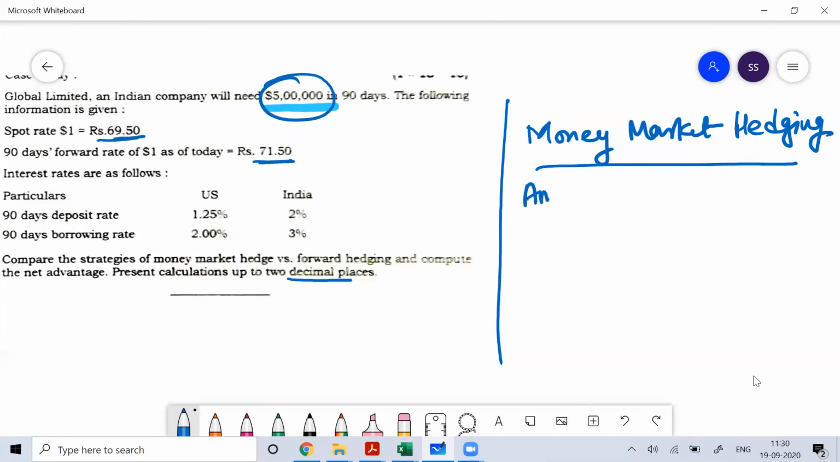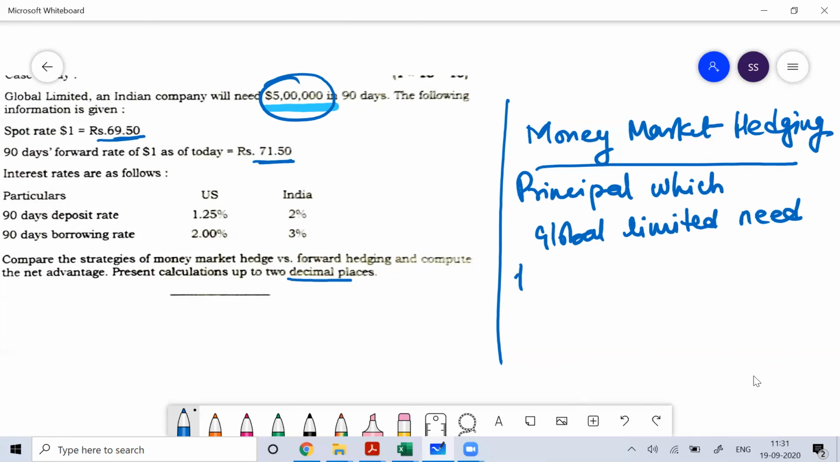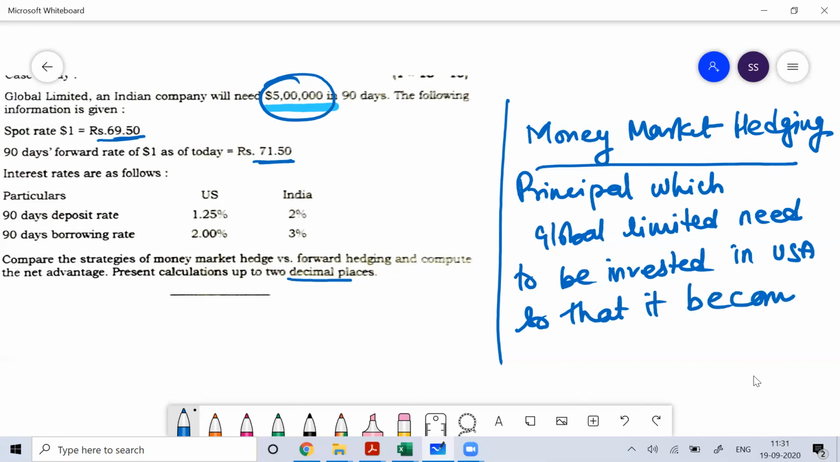Many people get confused with the term amount. Better write the word principal, which Global Limited needs to invest in USA, because they need to pay $5 lakh, so that becomes $5 lakh. How many days? In 90 days.